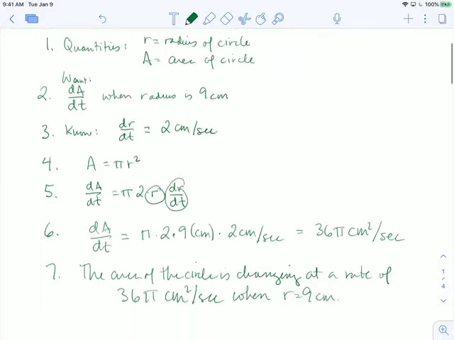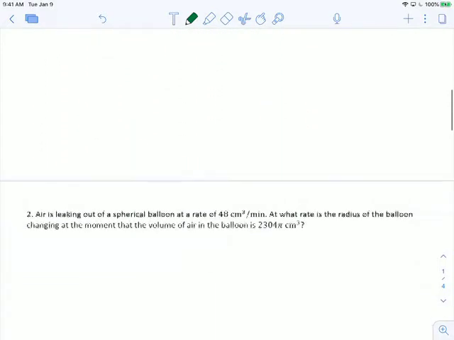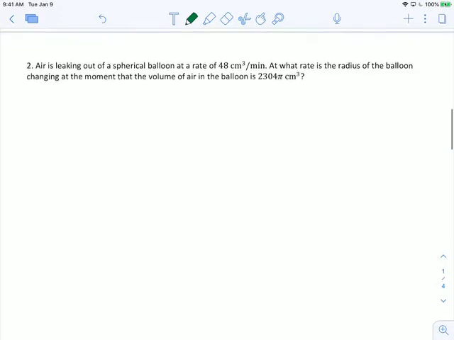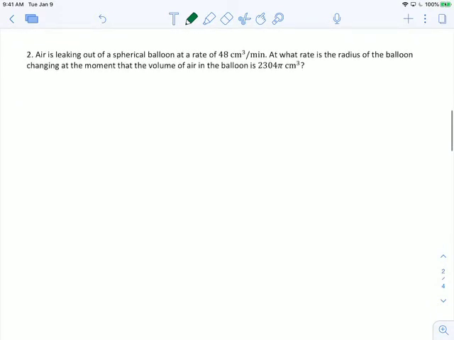Next, we're going to look at a second example. Air is leaking out of a spherical balloon at a rate of 48 cubic centimeters per minute. At what rate is the radius of the balloon changing at the moment that the volume of air in the balloon is this sort of odd number, 2,304 pi cubic centimeters? I've chosen that number to make some calculations a little bit later on in the problem nicer.